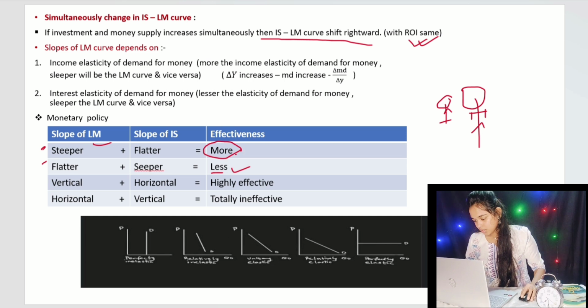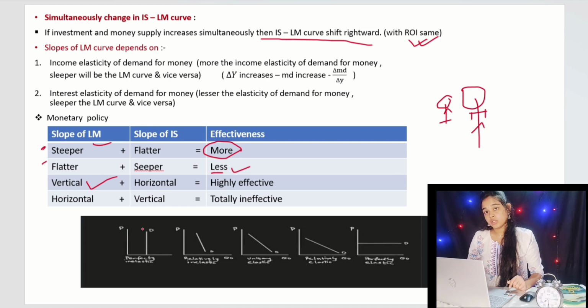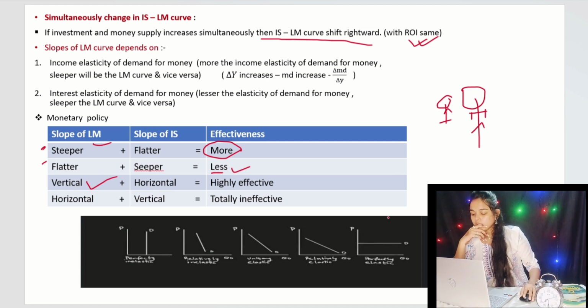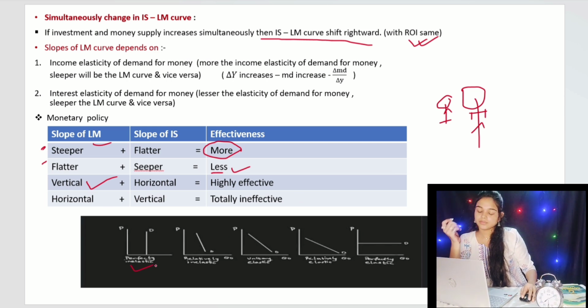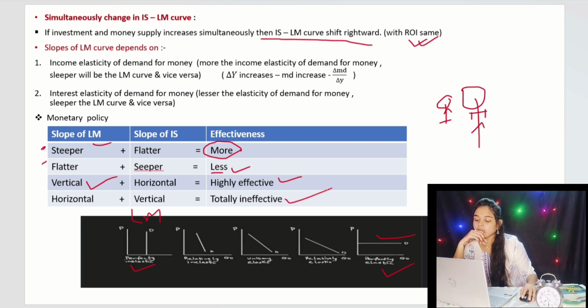Fine. And vertical, horizontal. Vertical means what? More steeper. And horizontal means more flatter. So when the LM curve is more steeper, then it is highly effective. And when the LM curve is totally flat and horizontal, then it is totally ineffective. So in case of monetary policy, you have to see the LM slope. Fine. And IS is the alternative, the inverse condition.